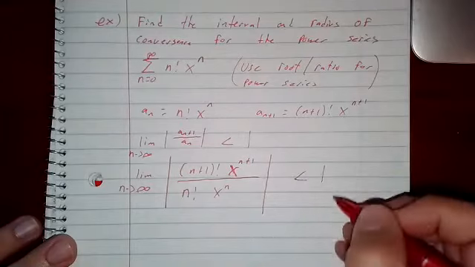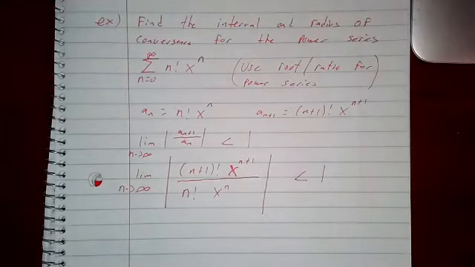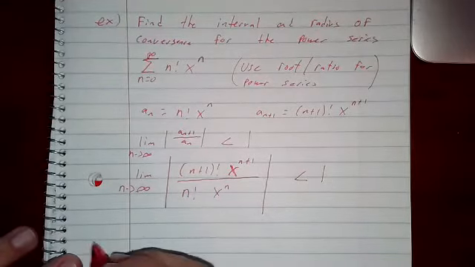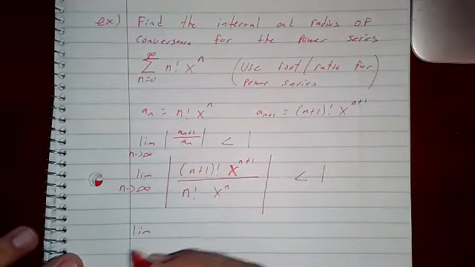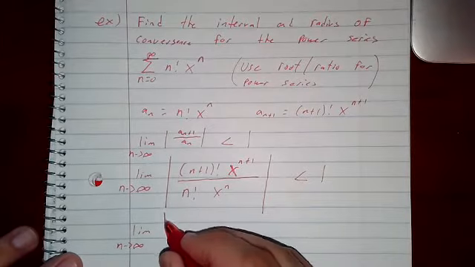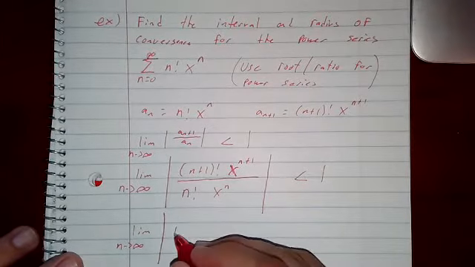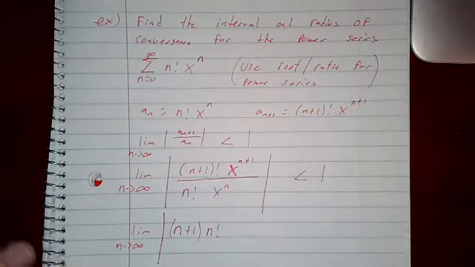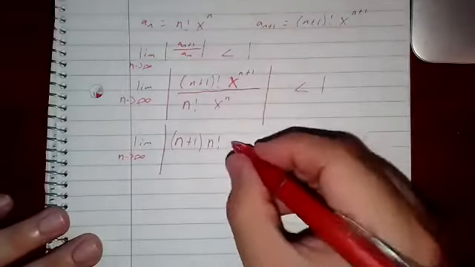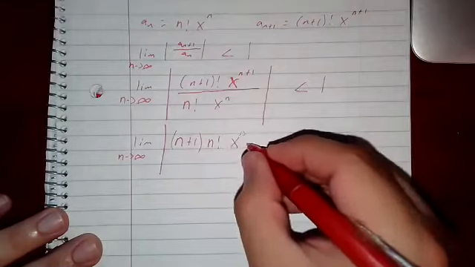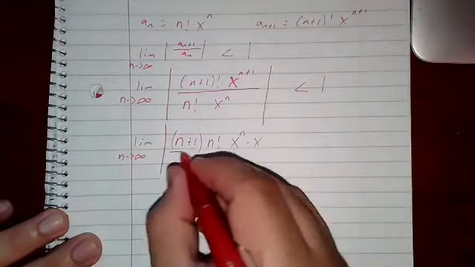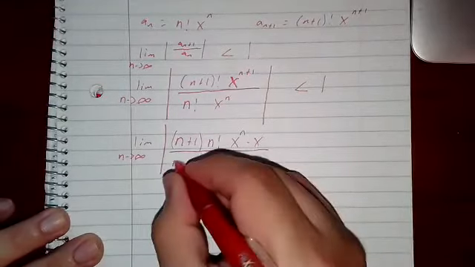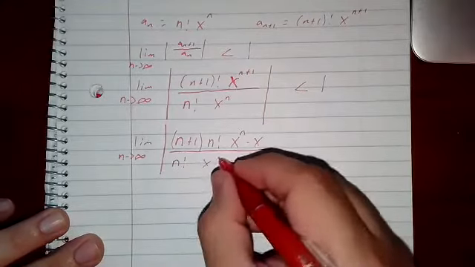And this must be less than 1 for absolute convergence. I'm just going to write that one there so we remember. So I'm going to break off n plus 1, subtract 1, because that's the rule of your factorial. I'm going to break off a piece of the x here. And then down here, I'm going to leave it as is to cancel.